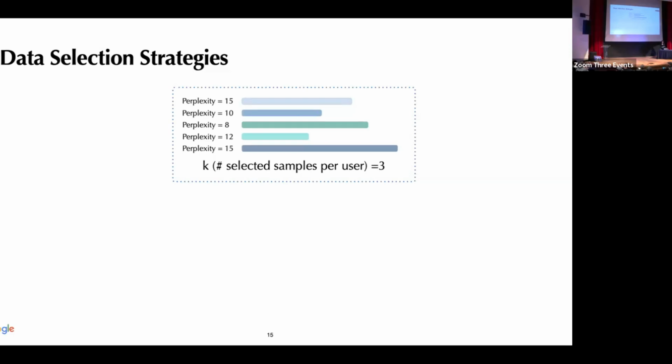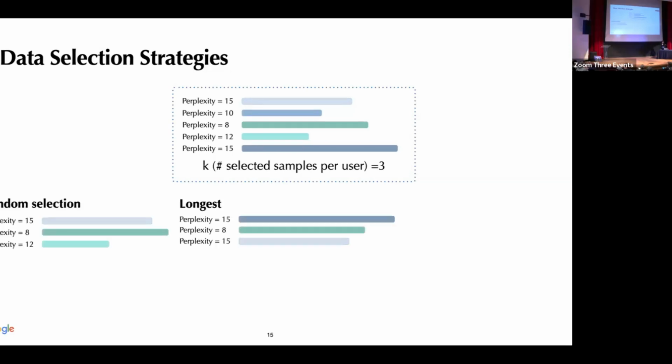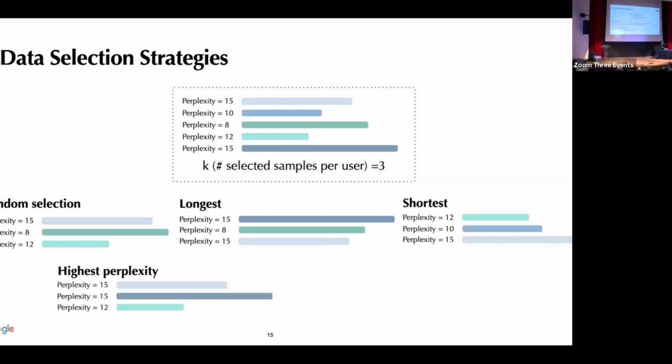There are various ways of achieving that. You can either do random selection, select the longest sequences, select the shortest ones, select the ones with highest perplexity, or select the ones with lowest perplexity. Very intuitive design choices. And all of them are applicable to both DP mechanisms I just talked about.